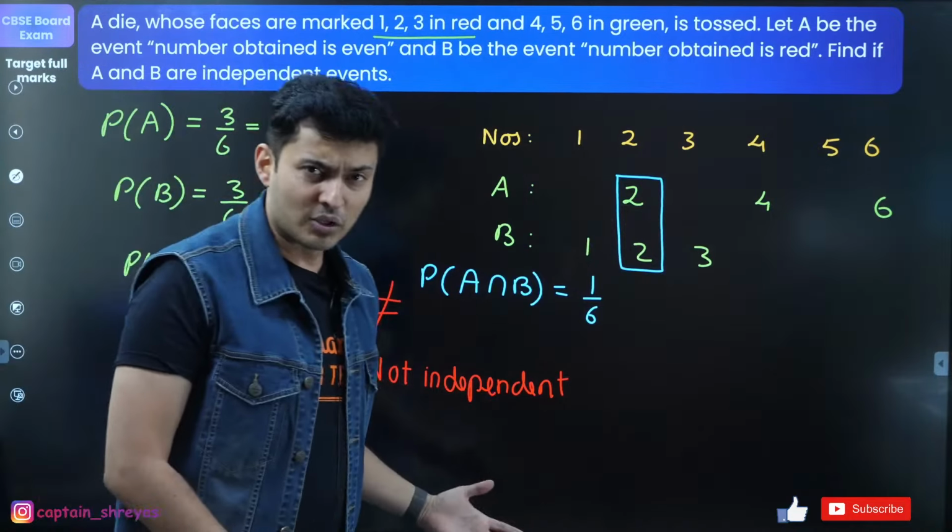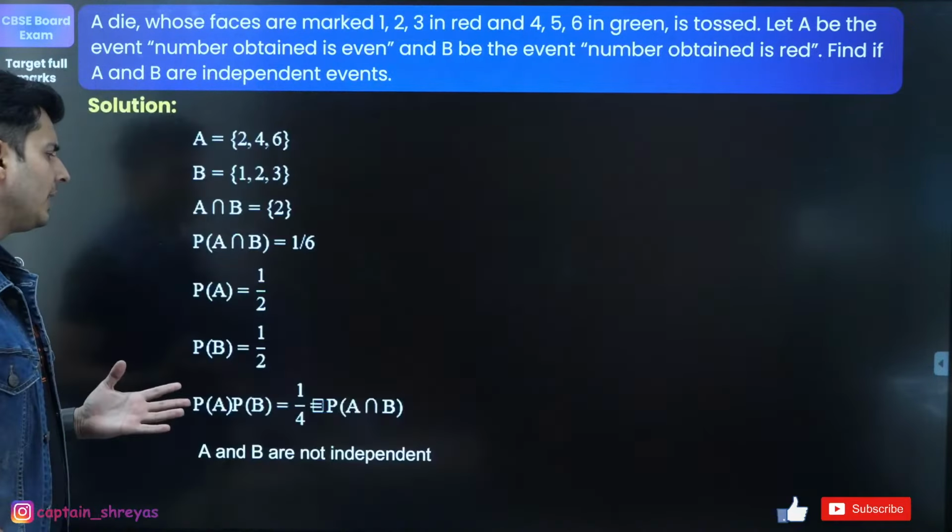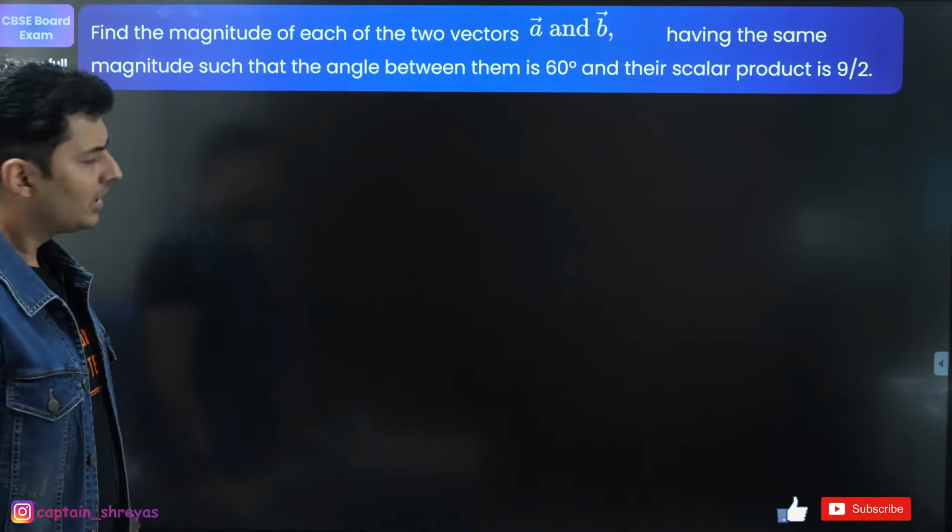So let's move on to the next question coming up on your screen. This was a good probability based question directly based on formula and some basic logic.